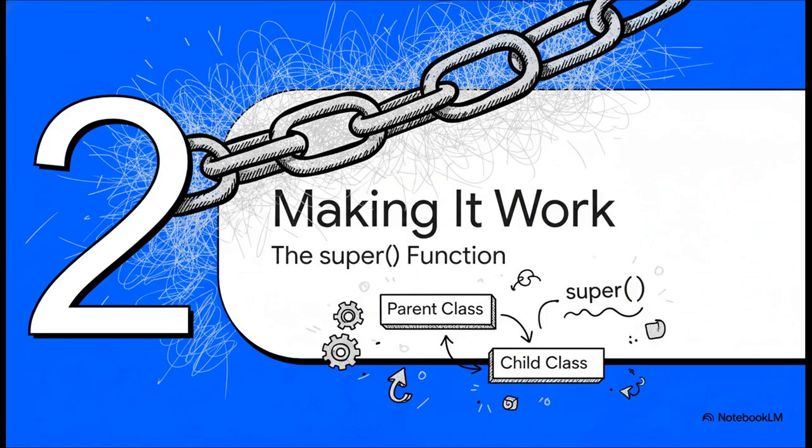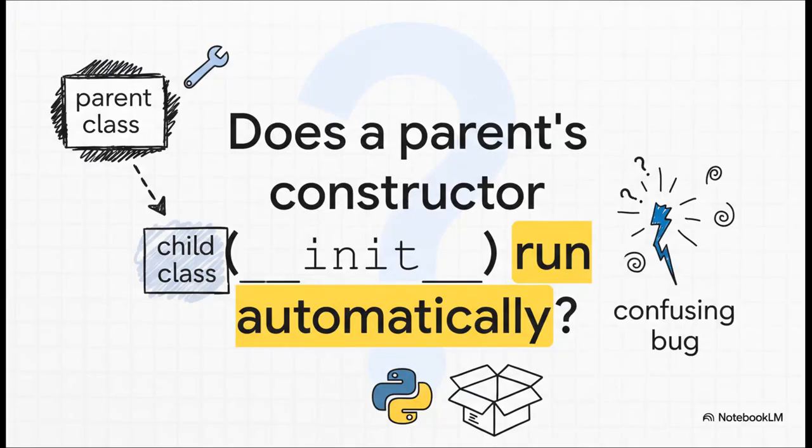Okay, now we're getting to the part where honestly a lot of beginners get stuck, but we're going to make it super clear. How do we actually make that connection between the child and the parent work properly? The key is a handy little function called super. So here's the trap. This is the thing that catches everybody at first. Let's say your parent class has its own little setup routine, that special __init__ method. You might think the child class would just run that automatically, but it doesn't. And that can cause some really strange bugs if you're not paying attention.